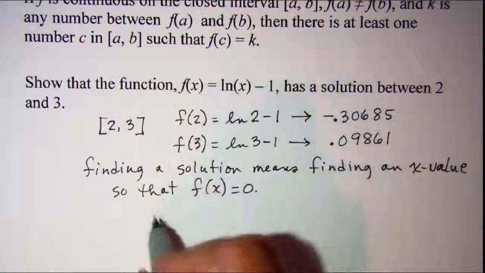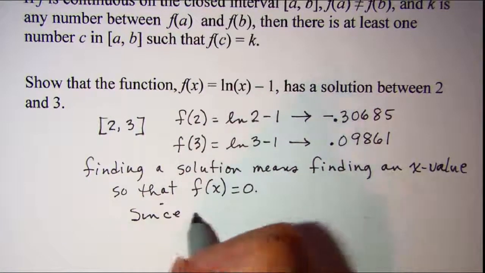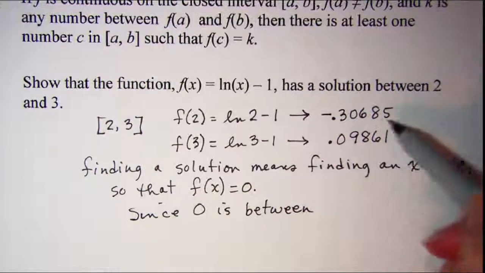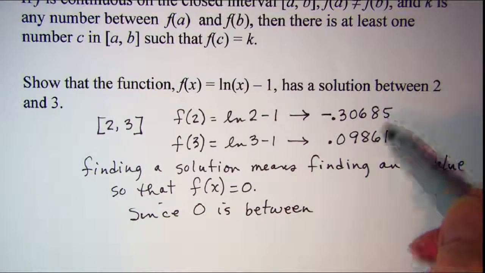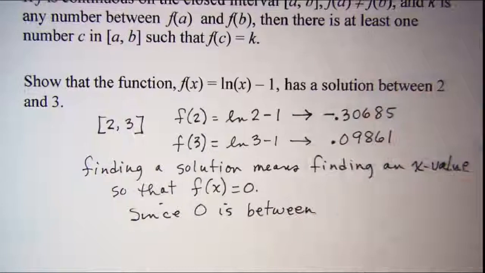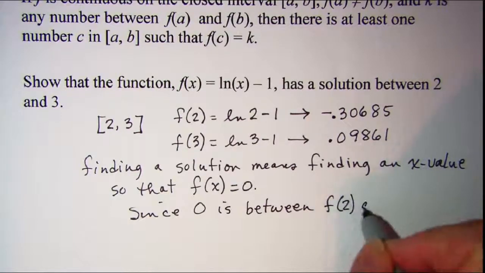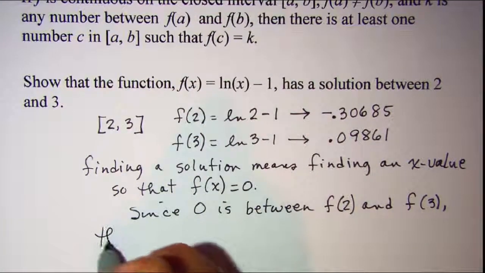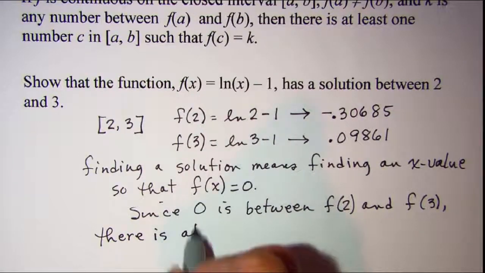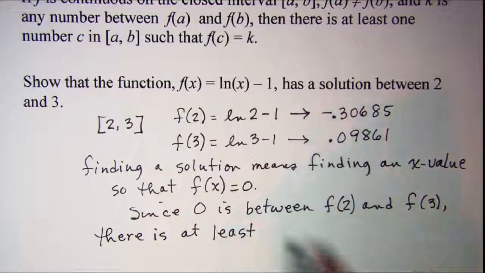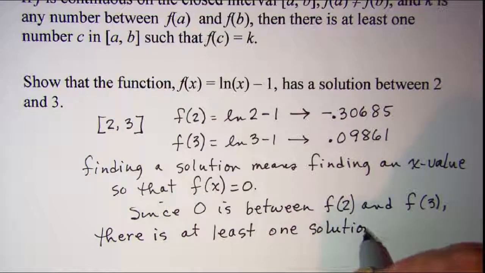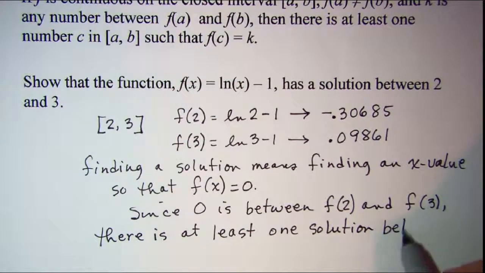So by the intermediate value theorem, since 0 is between negative 0.30685 and 0.09861, or f of 2 and f of 3, there is at least one solution between 2 and 3.